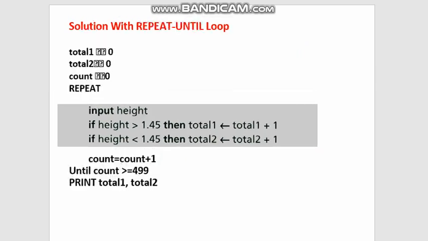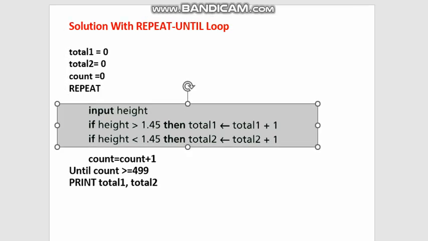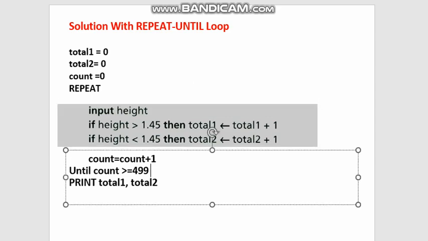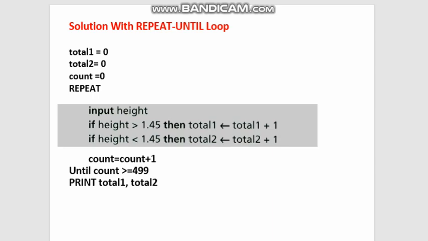Like total is equal to 0, total 1 and total 2 are also equal to 0, and count is equal to 0, it's fine. Repeat these statements. Input height, check height is this, that, count, increase the count by 1, and then check the condition at the last, the post condition. Either the condition is true or false.